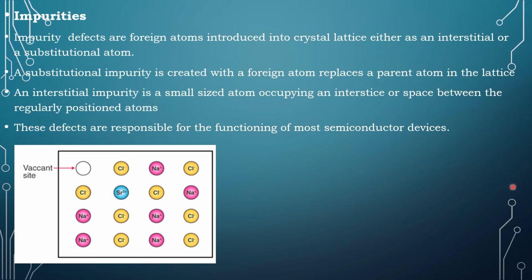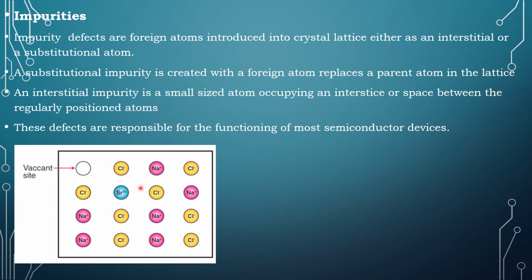Impurity defects are foreign atoms introduced into the crystal lattice either as an interstitial or a substitutional atom. A substitutional impurity is created with a foreign atom which replaces a parent atom in the lattice. An interstitial impurity is a small sized atom occupying an interstice or space between the regularly positioned atoms. So these defects are responsible for the functioning of most of the semiconductor devices.